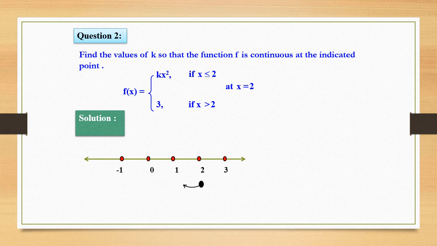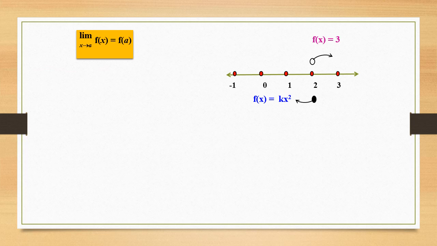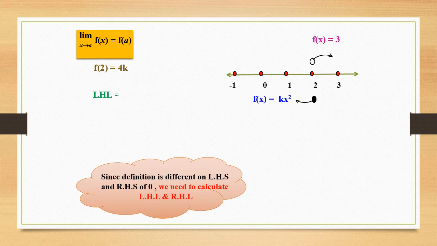So from the given function it can be observed that the value of the function is equal to kx square when x is less than or equal to 2, and it is equal to 3 when x is greater than 2. So first we will calculate the value of the function at 2. At 2 it is kx square, so replace x with 2, we get 4k.